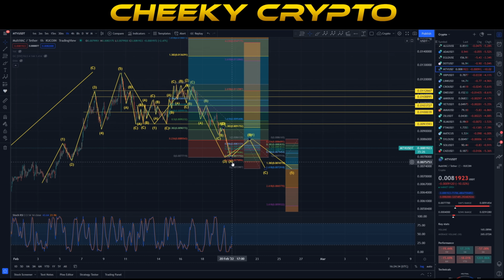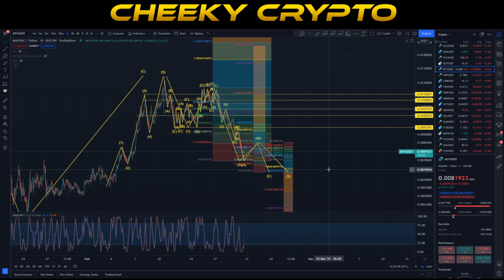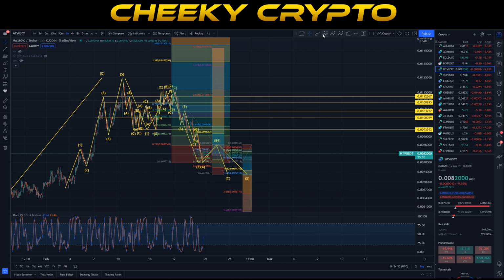So wave 1, wave 2, wave 3, wave 4 potentially coming up towards that 0.0086. And then a pullback down towards 0.0072918. That would be the last point of accumulation, completing this entire correction. And then from here, we would look for an ABC on a big scale to the upside.